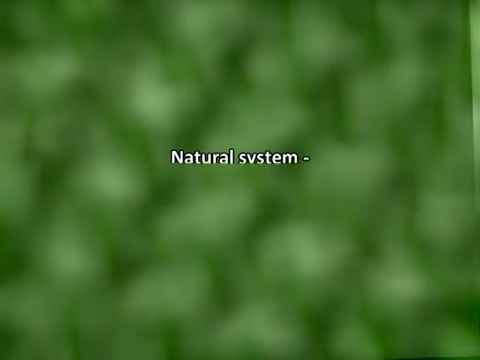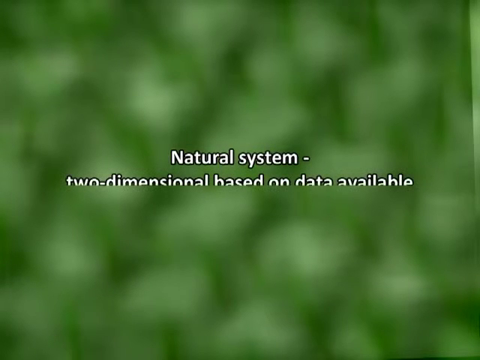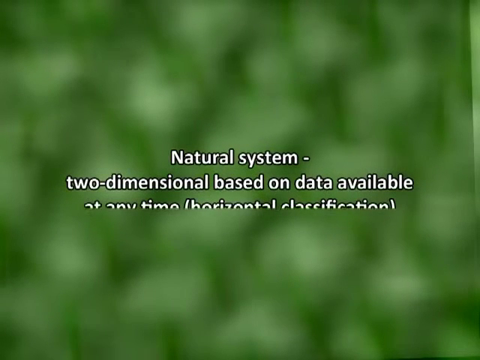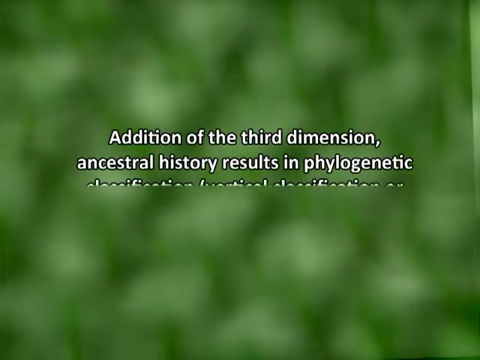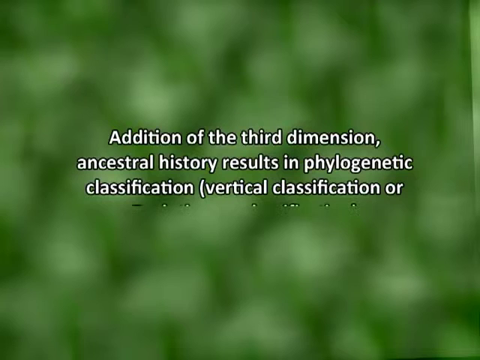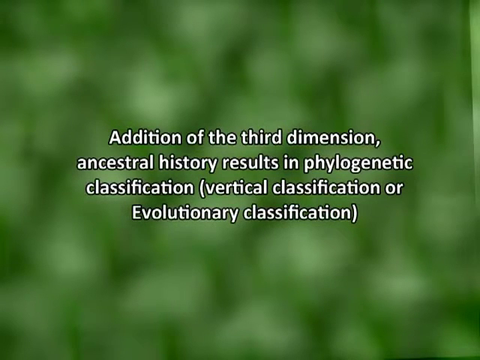The natural system is two-dimensional, that is, based on the data available at any time, and is known as horizontal classification, whereas the addition of the third dimension, that is, past history and ancestral history, results in phylogenetic classification, also known as vertical classification or evolutionary classification.